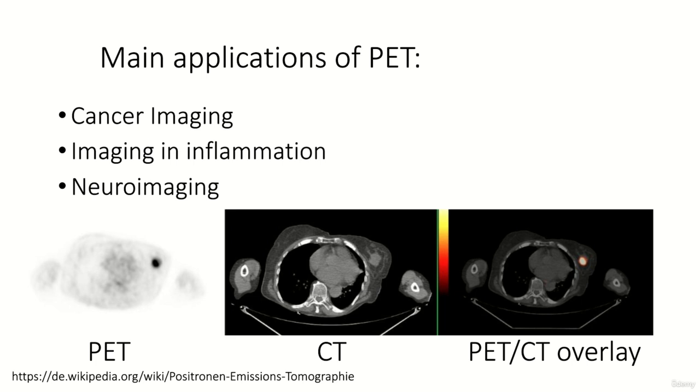Let's finalize this chapter by again looking at an example. Here you can see axial cross-sections of a PET-CT examination. On the left you can find the PET image, in the center the CT image, and on the right an overlay of the two. The breast tumor can be easily detected by using a PET scan.